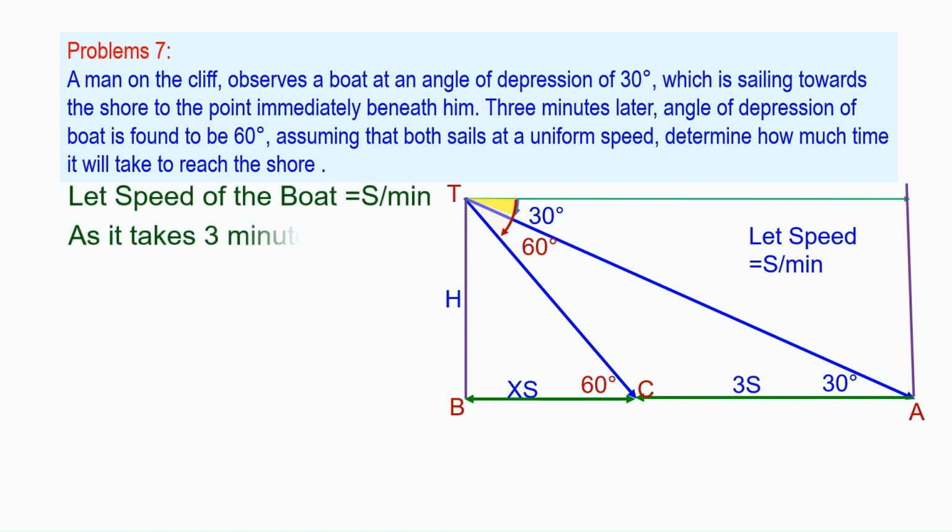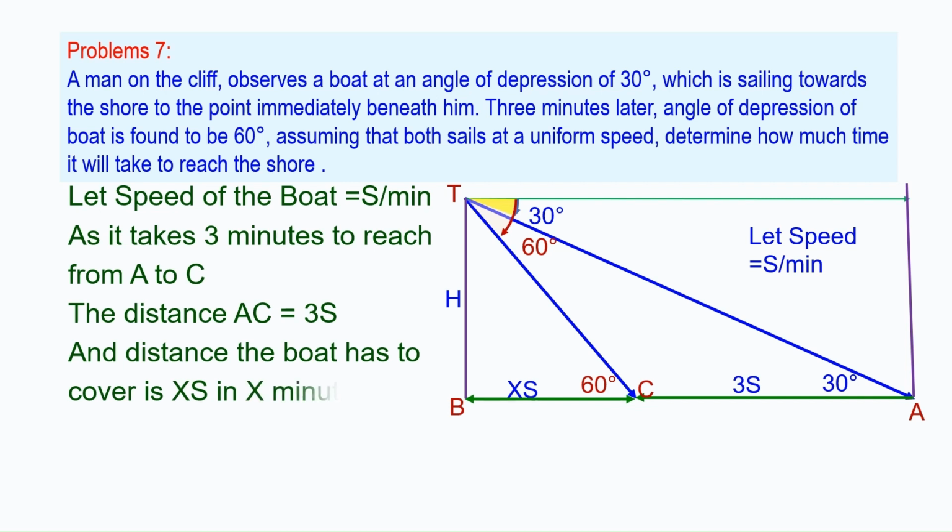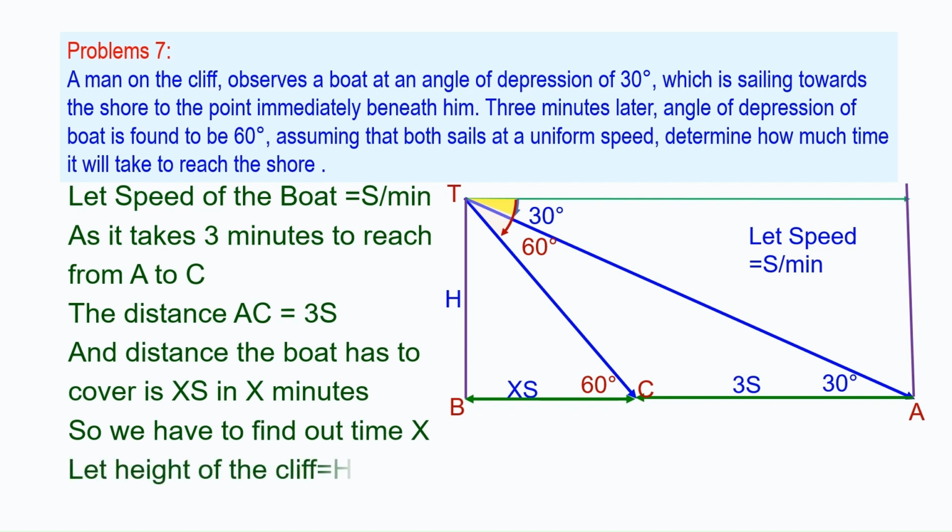Let the speed of the boat equal s per minute. As it takes 3 minutes to reach from A to C, the distance AC equals 3 times s, and the distance the boat has to cover is x times s, let's say in x minutes. So we have to find out x. Also, let's assume the height of the cliff equals h.